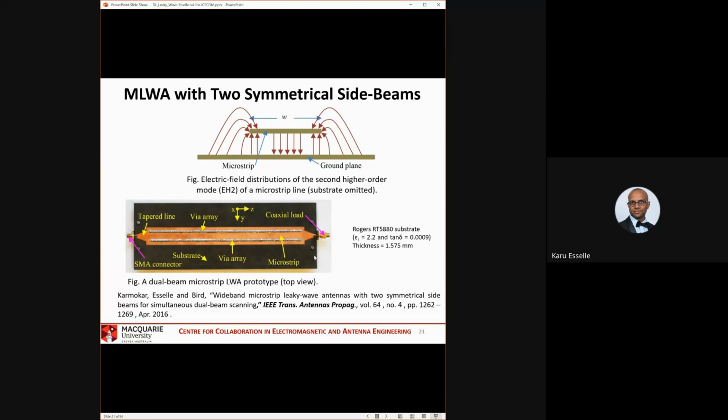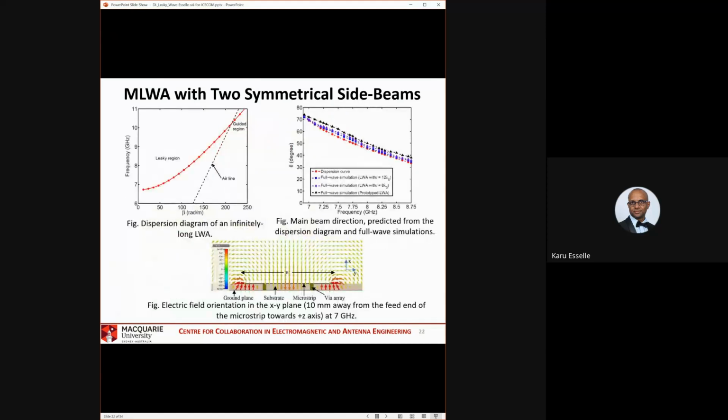The rest is very much similar to what we discussed last time. Transition section and so on. So you can find the details in this paper in transactions. And the results.